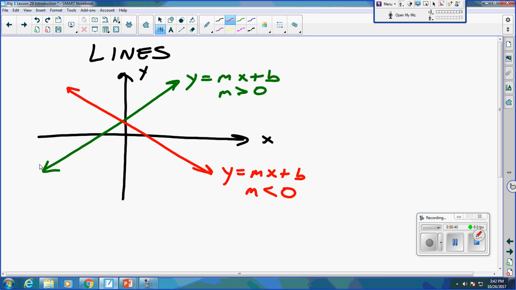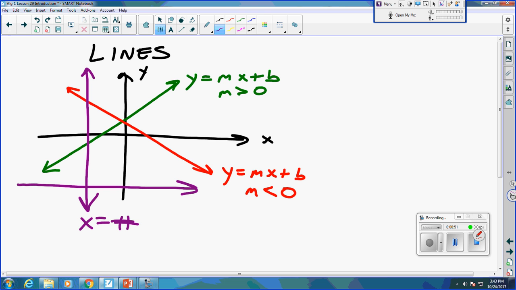That leaves our 2 special cases, which are a vertical line, which is always x equals a number, or a horizontal line, which is always y equals a number. We have those 2 special cases in the 5 problems. We'll talk more about them there.